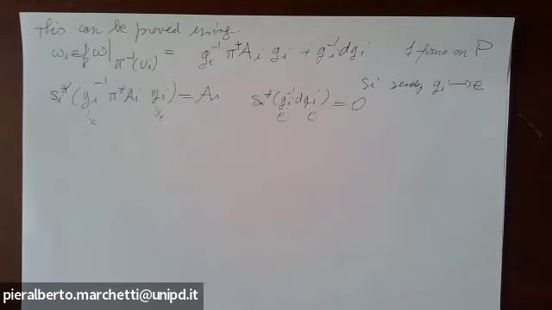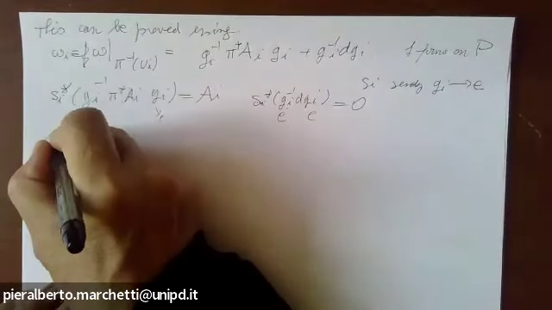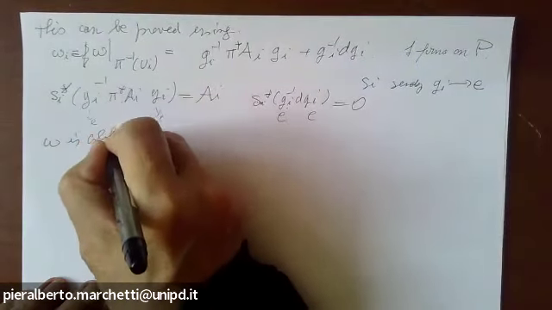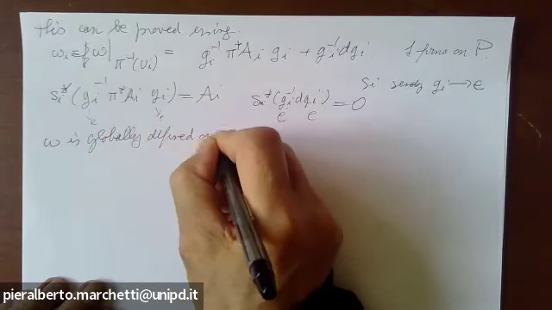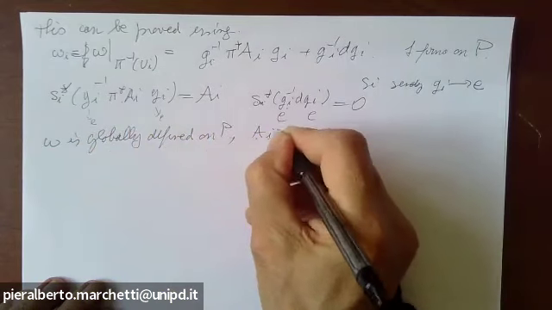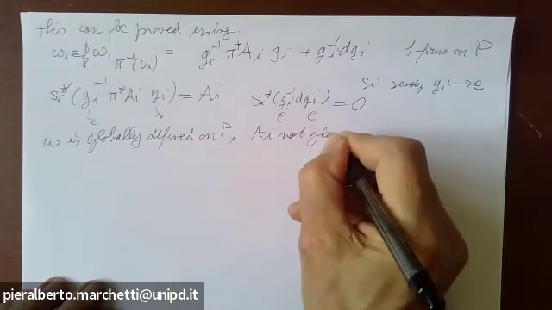Now the crucial point is that omega is globally defined on P, but AI is not globally defined in general.